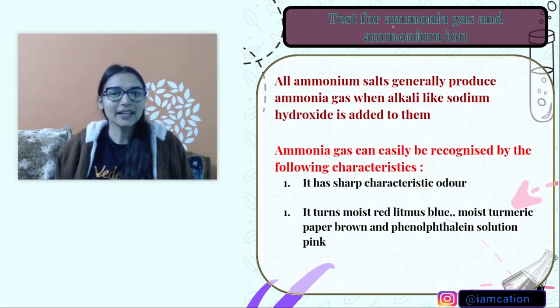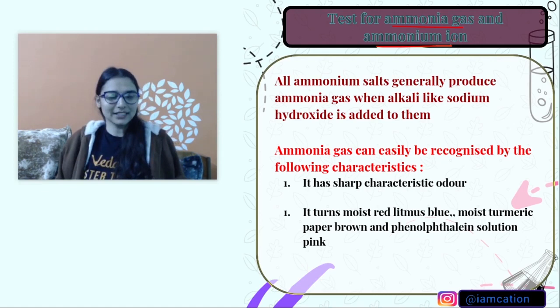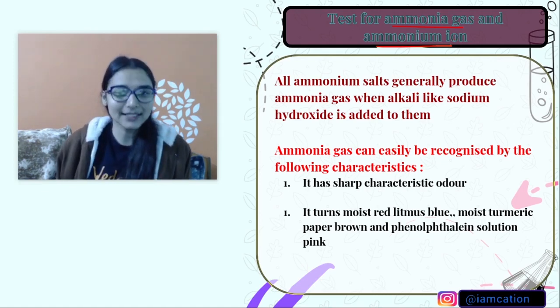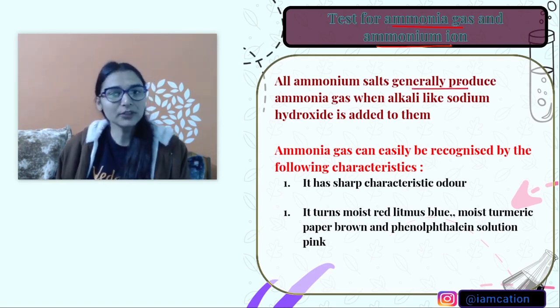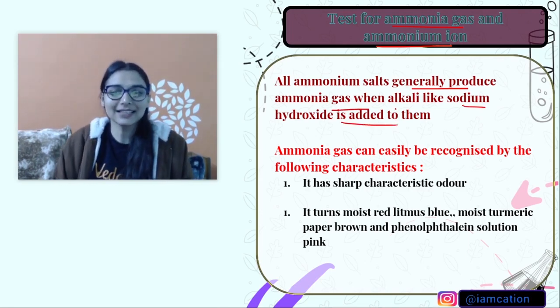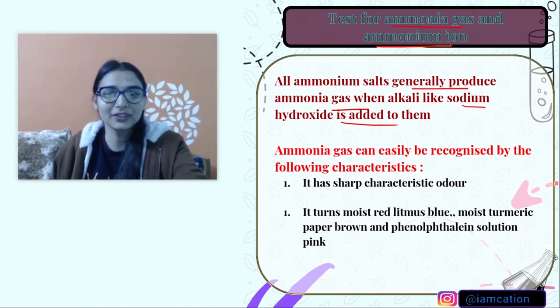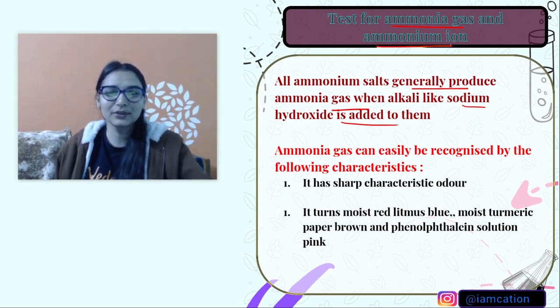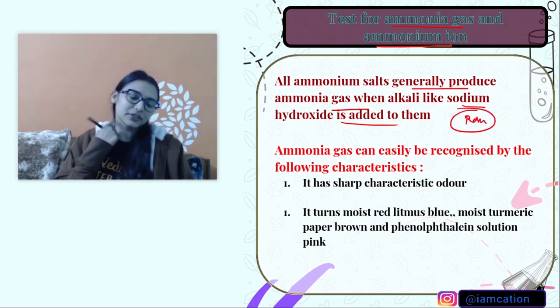Okay, the next one, how do we test ammonia gas and ammonium ion? This is something I want you to answer in the comment section. Easy, very. There are a few tests. Look, all ammonium salts generally produce ammonia gas when an alkali like sodium hydroxide is added to them. So we have already seen this reaction. You remember, we did it at the start, ma'am told you that not all of the ammonium salts are going to do this reaction. Can you write the reaction for it? And which ammonium salts do not produce ammonia?